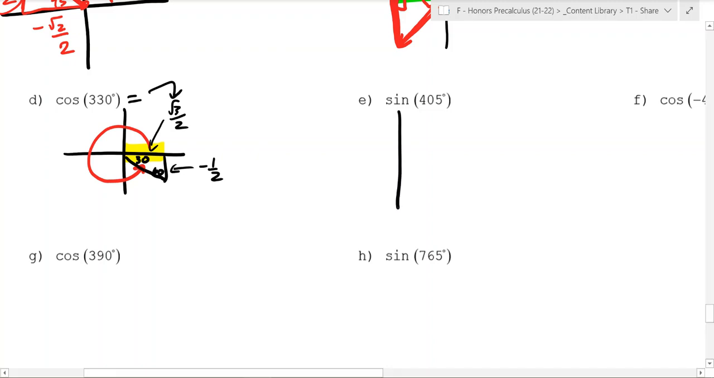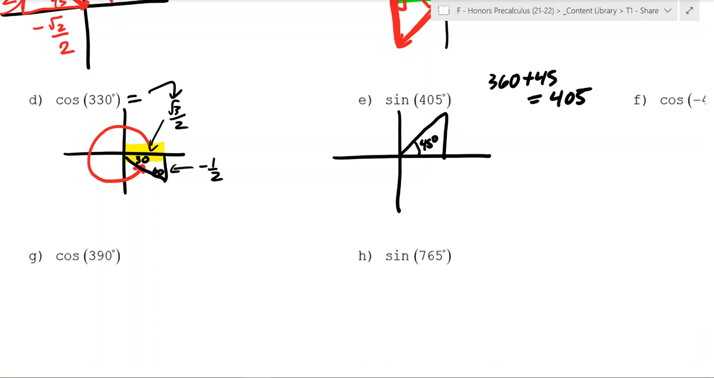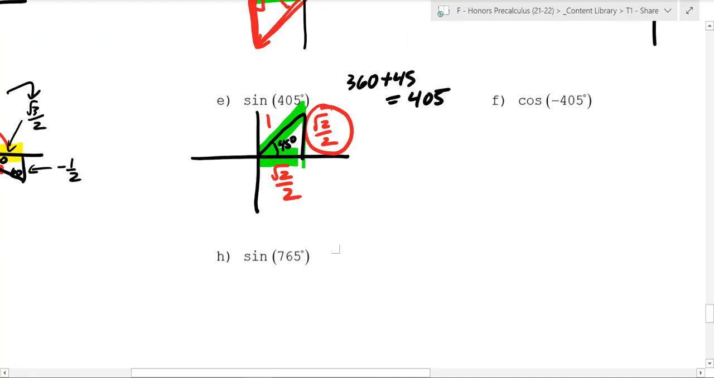So what about 405 degrees? Well, you're going to go past it. So what that means is 360 all the way around. So if you subtract 360 from this, you go 45 more, you're going to end up with this angle right here, which is just 45 degrees, because 360 plus 45 is 405. So you're back to 45 degrees. So you have 45, 45, 90. The hypotenuse is 1. So this height is root 2 over 2, and the base is root 2 over 2. Sine, you want the y value, so it's going to be root 2 over 2.